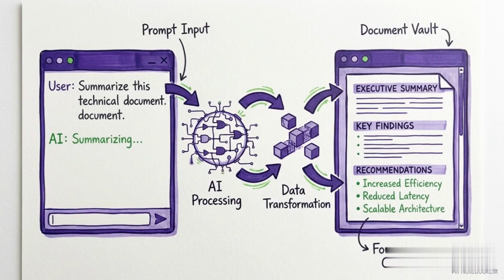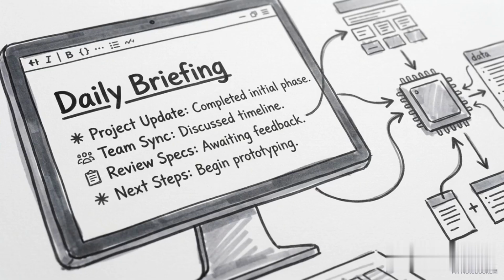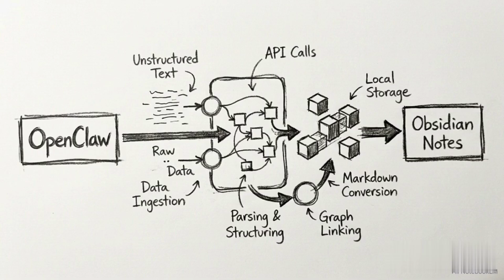Before we write a single line of code. On the left is an AI chat, and on the right is a local notes folder. I tell the AI to draft a daily briefing. Without me copying, pasting, or clicking anything, it writes a structured document directly into my notes. That is what we are building today.